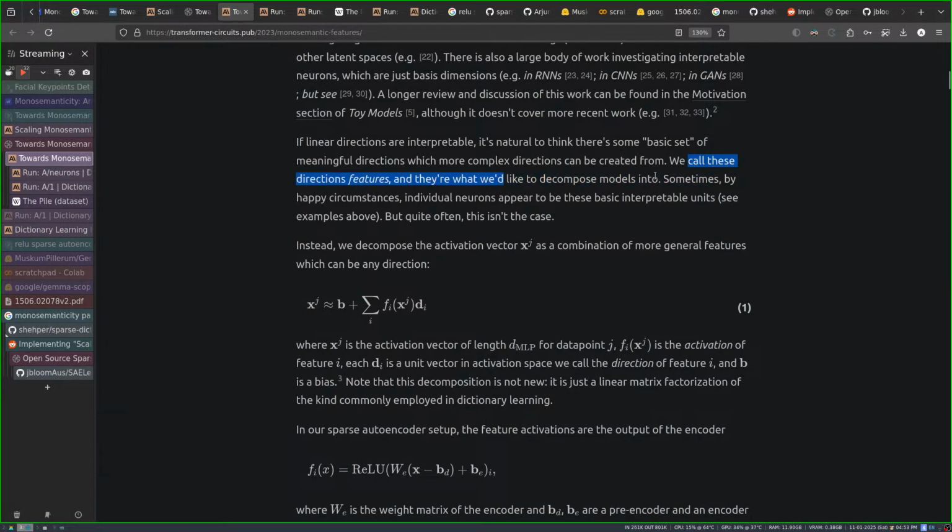We call these features. If linear directions are interpretable, it is natural to think that there is some basic set of meaningful directions, which more complex directions can be created from.